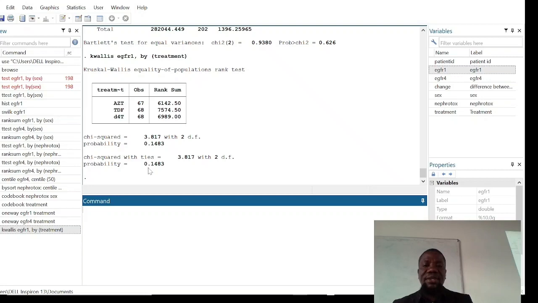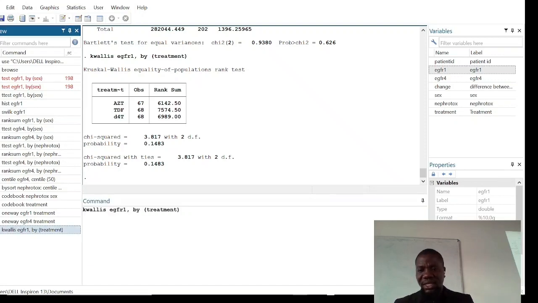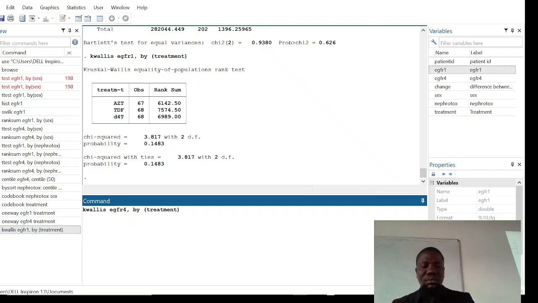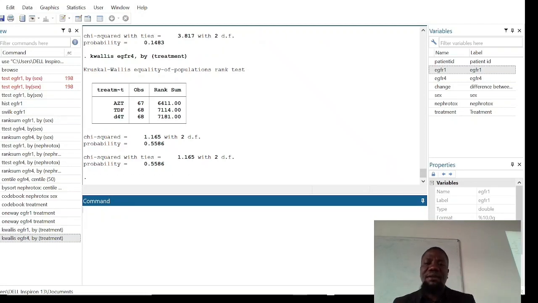And the p-value you are going to get from here is 0.14. There was not a significant difference in the median eGFR at the beginning of treatment. Do the same after treatment. There was also not a statistically significant difference in the median. You can actually confirm this by even looking at the values of the medians themselves.